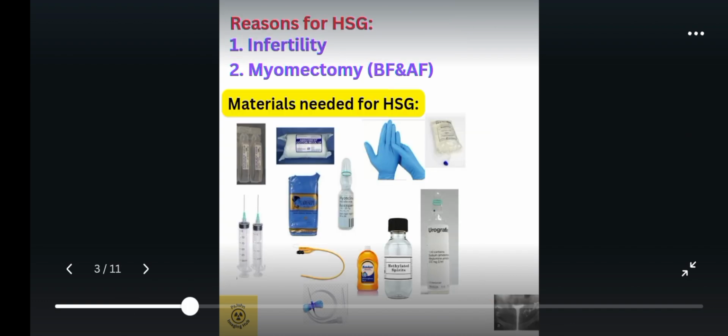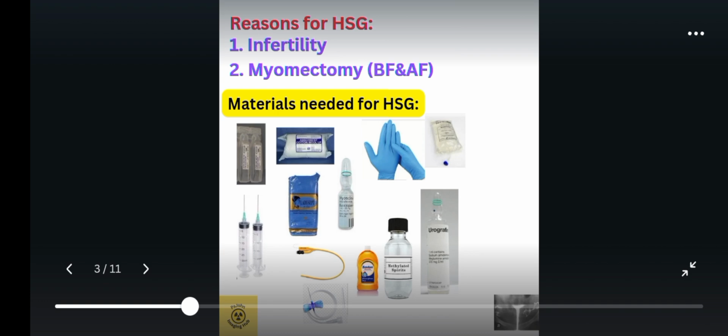So we'll look at the reasons for HSG. We do HSG basically for two reasons: to check for infertility, people that are having difficulty in conceiving, and also in case of myomectomy, to remove fibroid or tumor from the womb. We do HSG before such surgery and after the surgery. Before the surgery, to check the state of the womb and the tube, and after the surgery, to check the state of the womb and the tube also, to know whether the surgery has affected the womb.